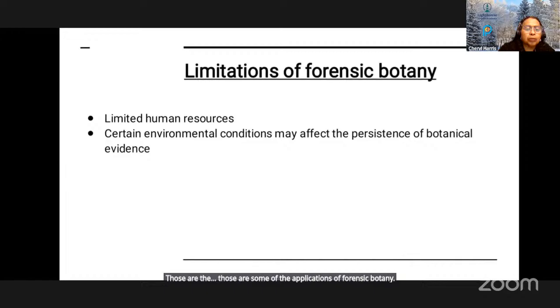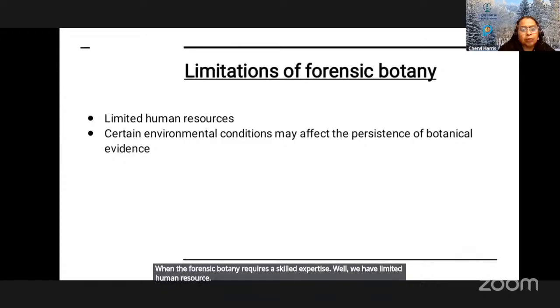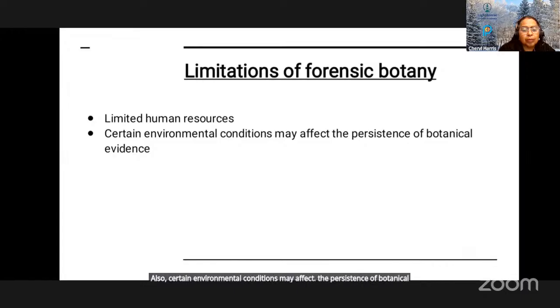We're going to look at the limitations of forensic botany. We find that forensic botany requires skilled expertise, where we have limited human resource. Also, certain environmental conditions may affect the persistence of botanical evidence. Those are the major limitations of forensic botany.